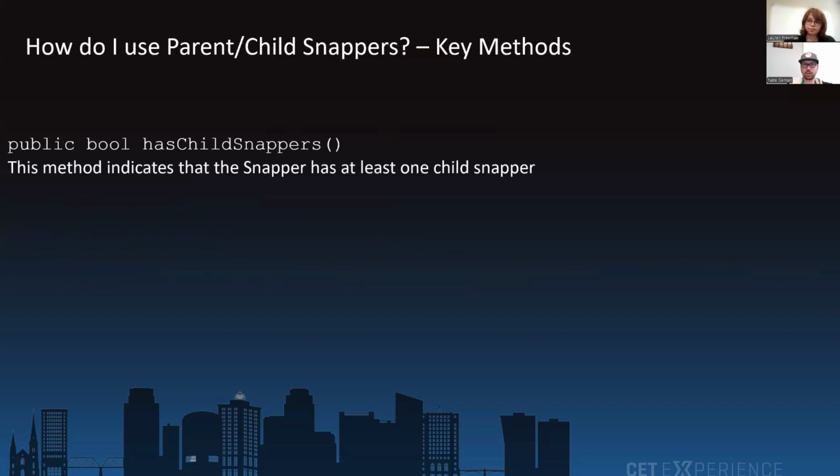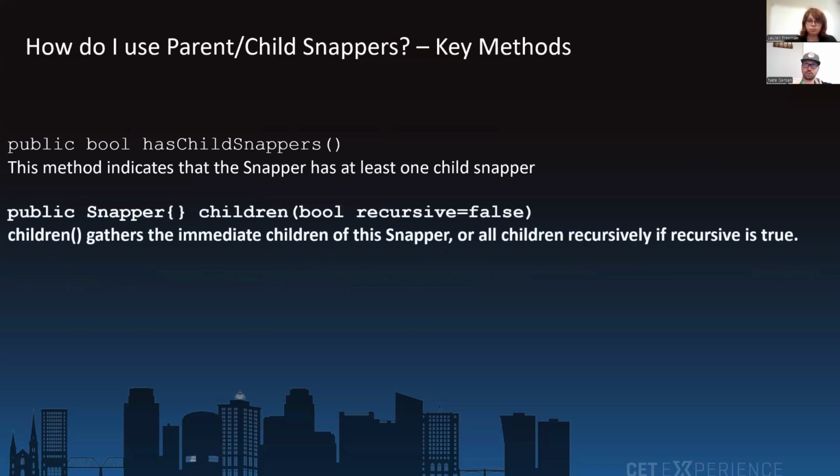Has child snappers will tell you if a parent snapper has any children. And then children will list out all the children of a snapper. There's a recursive flag. By default, this is false. And when this is false, it will only list the direct children. However, if you set this to true, it will recursively search through and list any snapper that is below that snapper on the family tree that is directly related, of course.